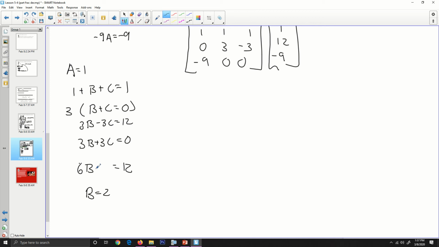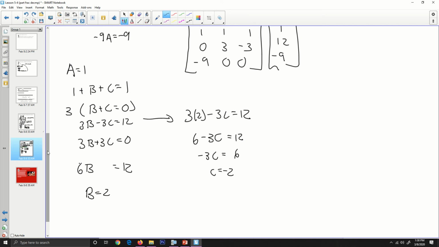And I could go back to either of these two here, and we'll just do it to this one. 3 times 2 minus 3c has to equal 12. Well, 6 minus 3c equaling 12. Negative 3c has to equal 6, meaning c has to equal negative 2. So now I know what a is, I know what b is, I know what c is.